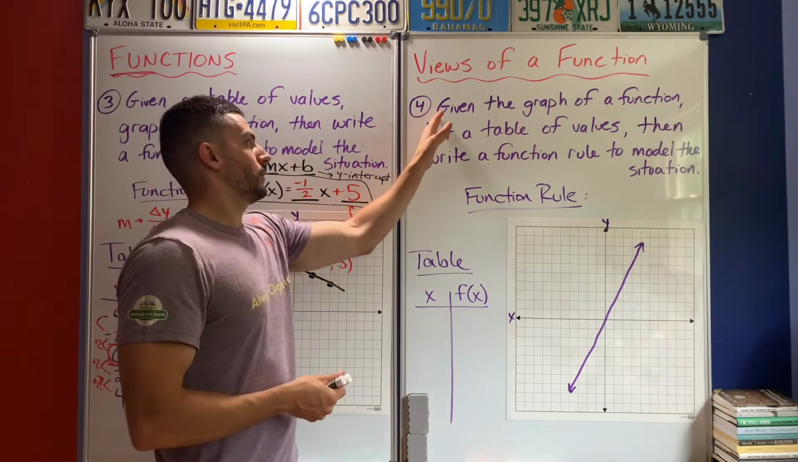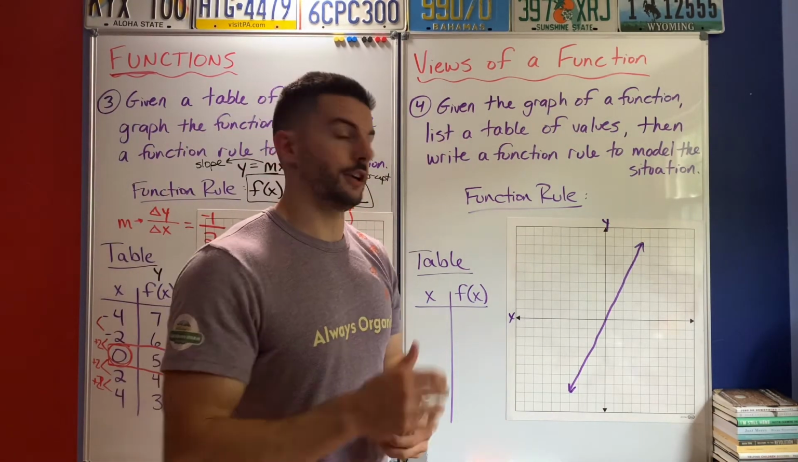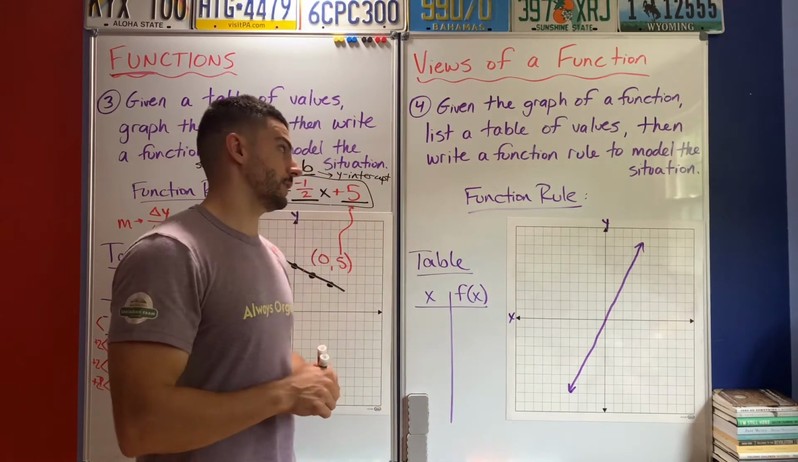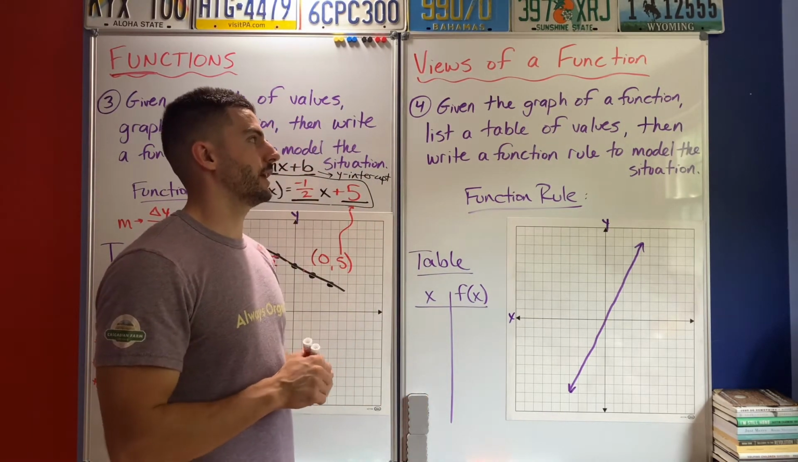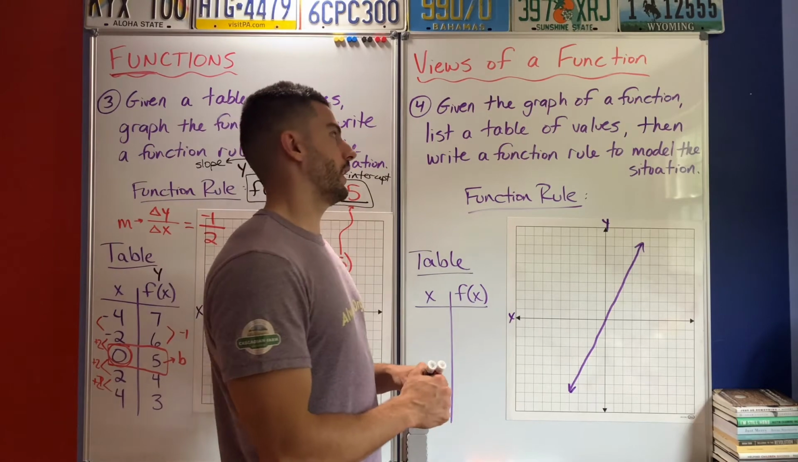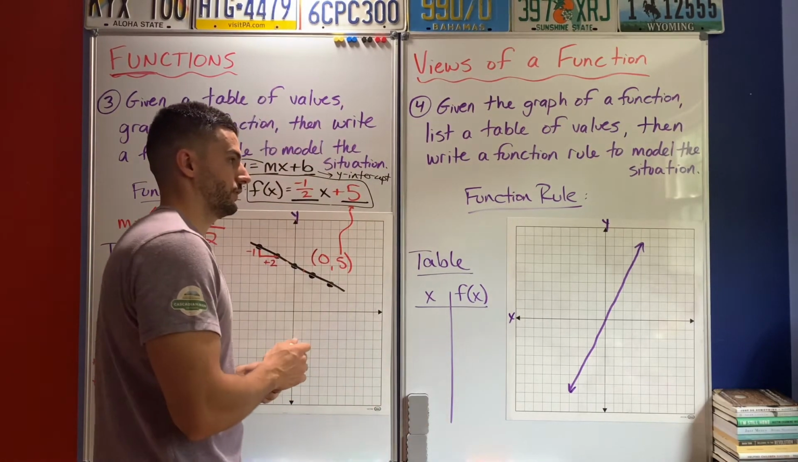So my full function rule is f of x, again, same as y, equals -1/2 times x, plus 5. Let me walk through number 4 with you here because it's a little different, and then that should be it, all right? So number 4, given the graph of a function, list a table of values, and then write a function rule to model the situation.